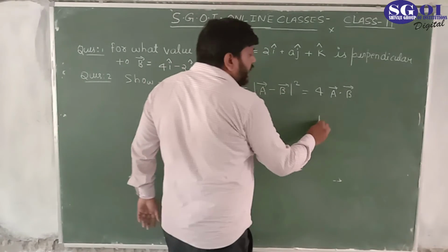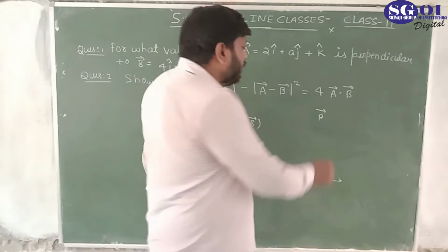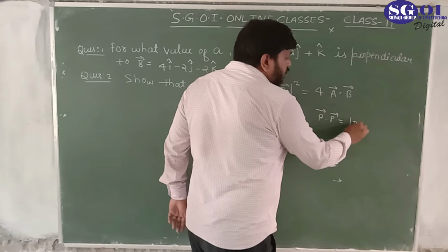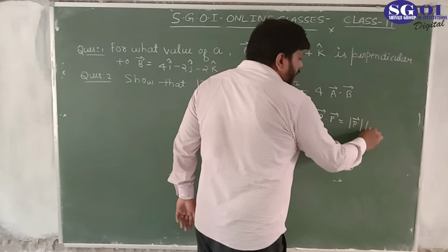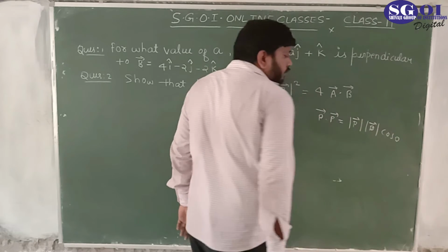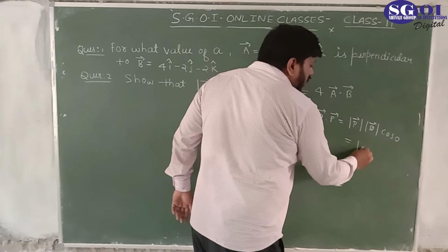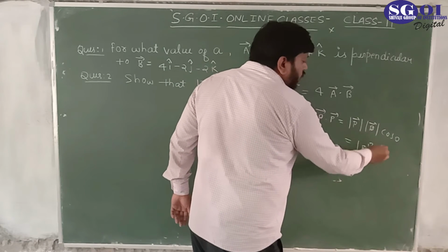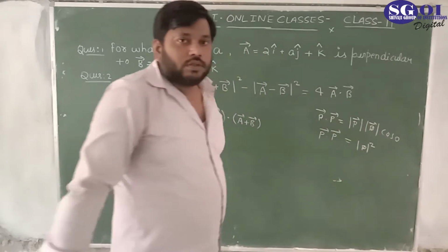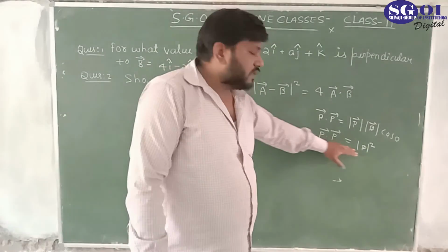Just like suppose we have a vector p, and if we take the dot product of vector p with itself, means p dot p, what is the result? Magnitude of p, magnitude of p, cos 0, because the angle between the same vector is 0. And mod p is what? We can write mod p square, cos 0 is 1, so it is p dot p. So mod p square is found in this way.